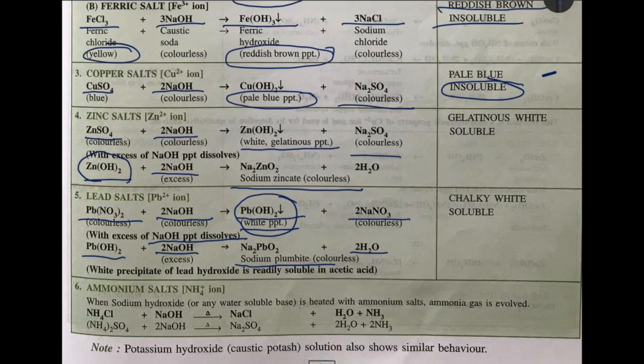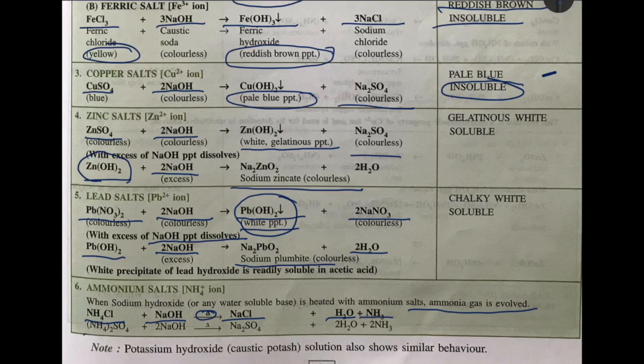Okay, so next we come to ammonium salt. When sodium hydroxide is heated with ammonium salt, ammonia gas is evolved. So ammonium chloride, you heat it with sodium hydroxide. This is heat, you'll get sodium chloride, water, and a pungent, bad smelling gas, which is ammonia.